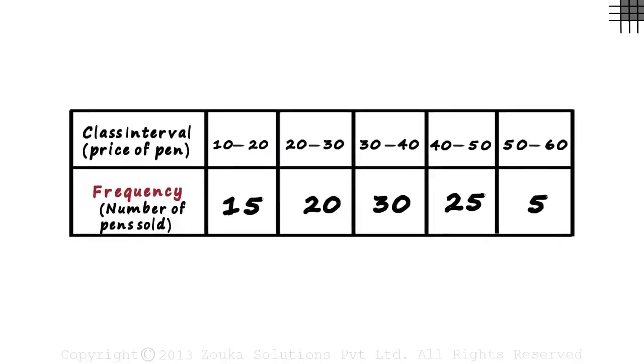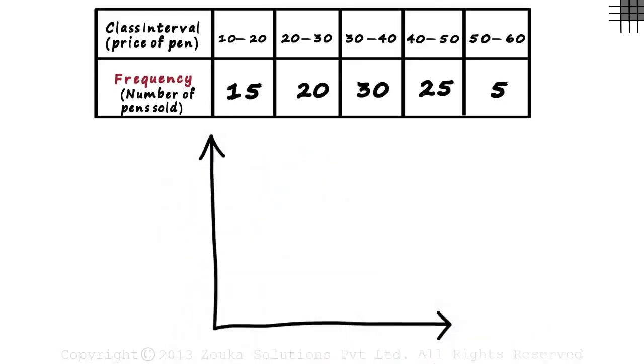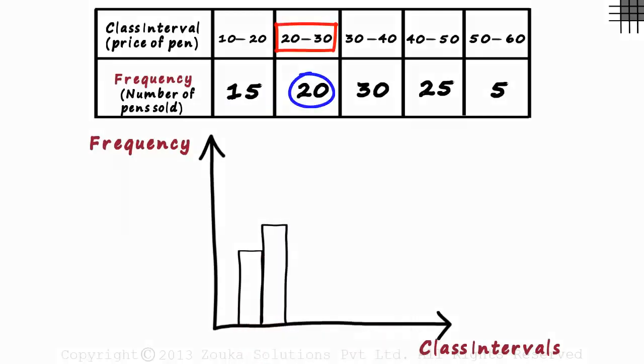We saw how we can draw a histogram for continuous class intervals. We have the x and the y-axis. We have the class intervals on the x-axis and the frequency on the y-axis. For the interval 10 to 20, we draw a bar to represent 15 pens. For 20 to 30, we draw a bar to represent 20 pens.